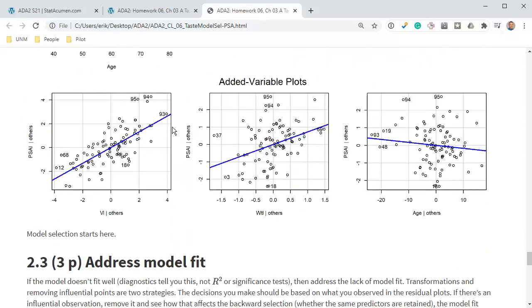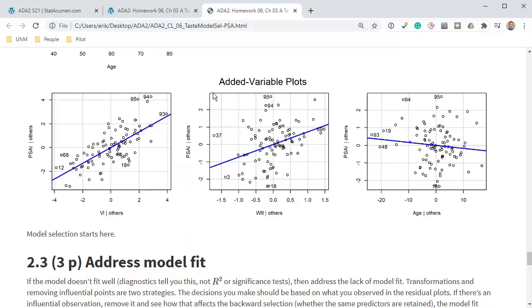In the added variable plots, even after adjusting for the other variables, there's still a relationship between log volume and log PSA. Okay, so volume is an important contributor here. After adjusting for the other variables, weight and PSA seem to have a positive relationship. But after you adjust for the other variables, age doesn't seem to have any relationship. So we'd probably expect after model selection that age is going to be removed.